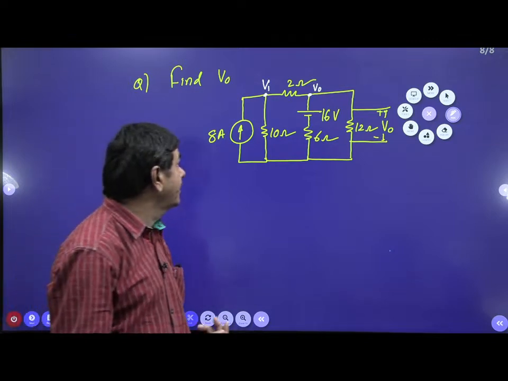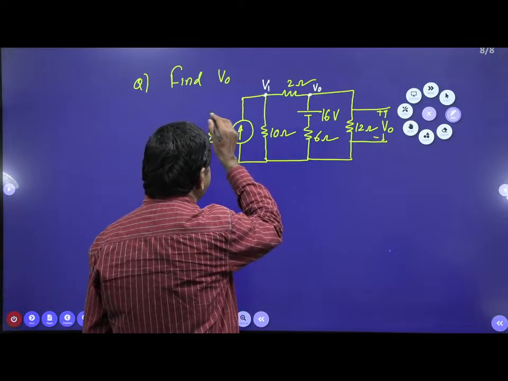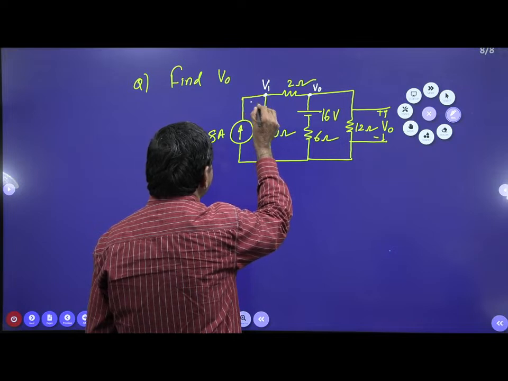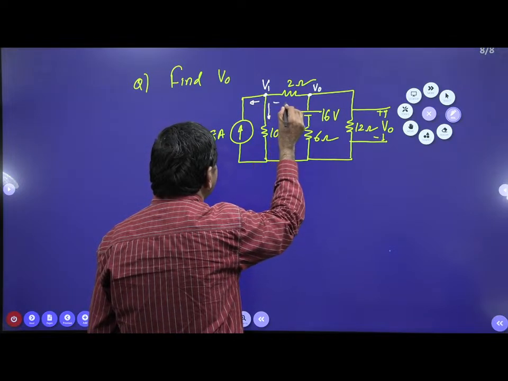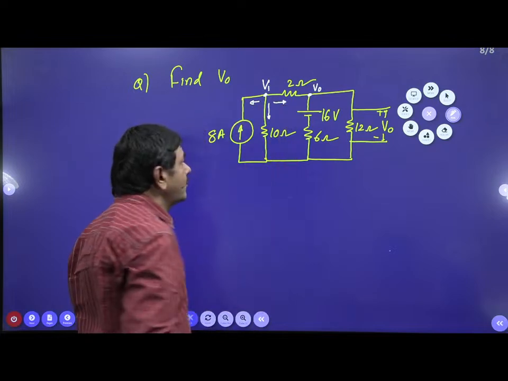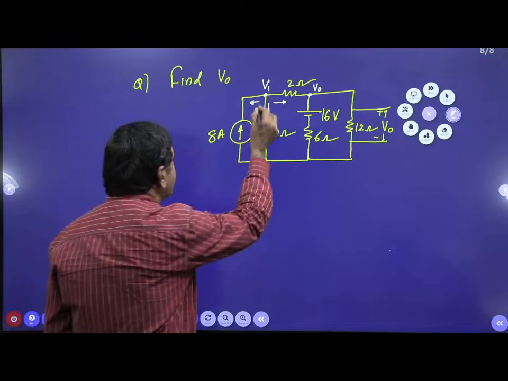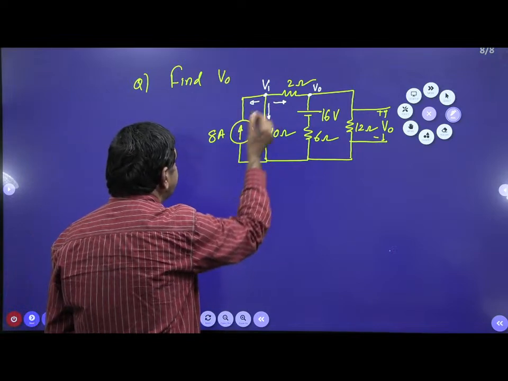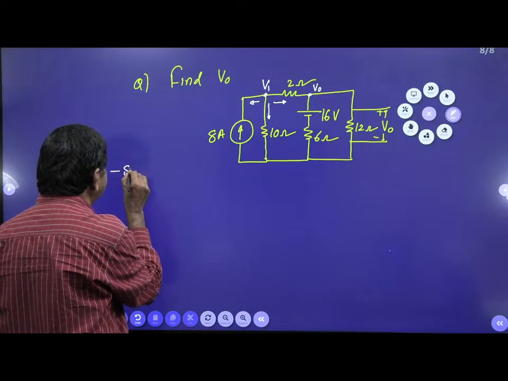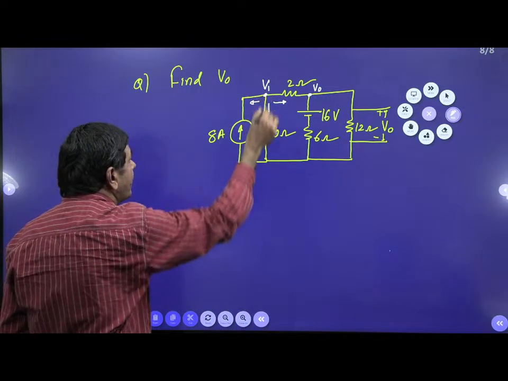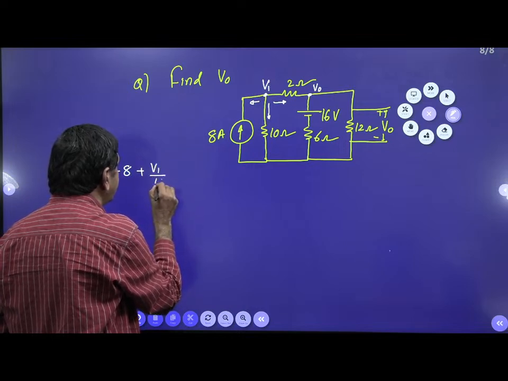How can we apply the nodal analysis? Initially, we need to put the current directions, KCL applicable. Current direction away from the node. This current plus this current plus this current equal to 0. I can put directly. But on this side, what current is passing? 8 amperes in the reverse direction. I can write minus 8 on this side. What about this current? V1 by 10. I can write V1 by 10 directly.